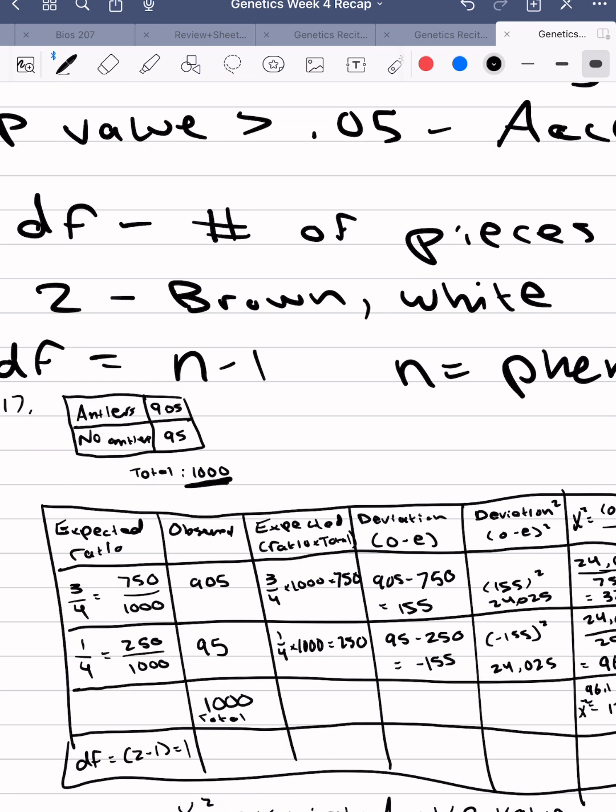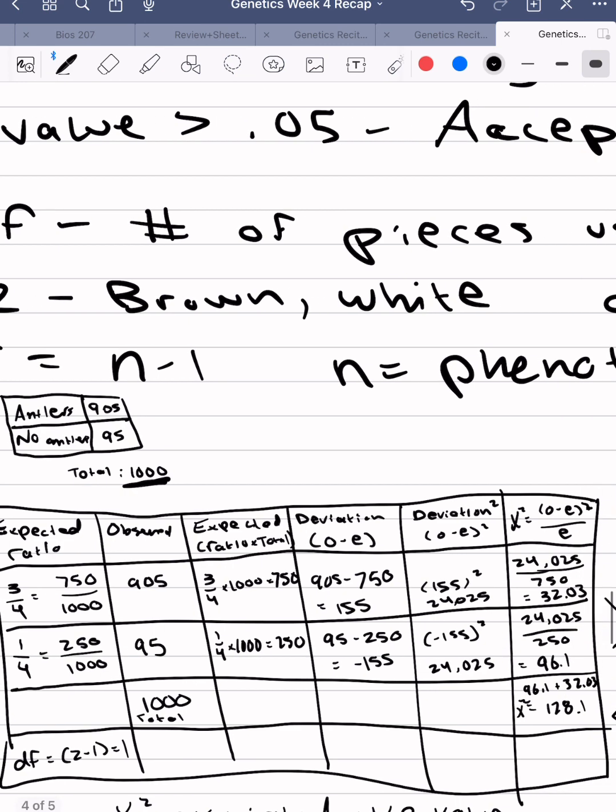The expected number of individuals with antlers or without antlers would simply be the total number of the progeny multiplied by the expected ratio. The expected ratio is 3 out of 4 or 0.75. Multiply that by 1,000, so we would expect 750 of the individuals to have antlers. The expected individuals with no antlers would be 1 out of 4 or 25%. Multiply that by 1,000 and we'd get 250 individuals who we would have expected to not have any antlers.